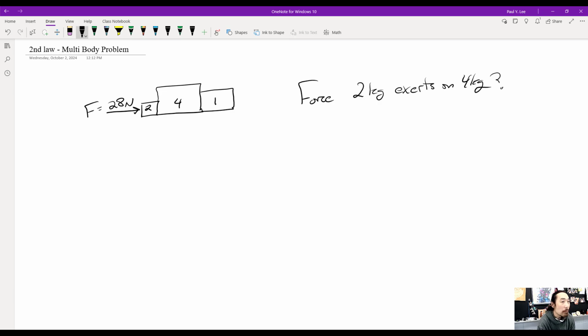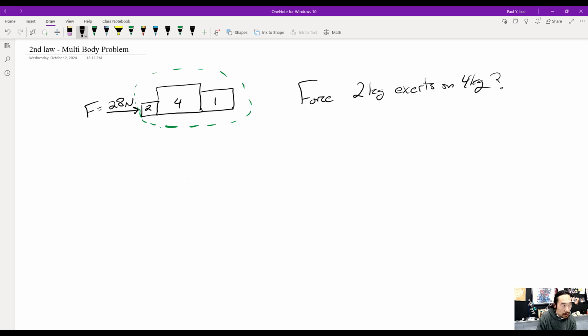Okay, so let's begin. We're trying to see how much force the 2 kilogram object is pushing on the 4 kilogram object. In order to start off, the problem doesn't tell me what the system is, so I'm going to define the system. I'll do this in green. So this is my view: I'm looking at the system as a whole.